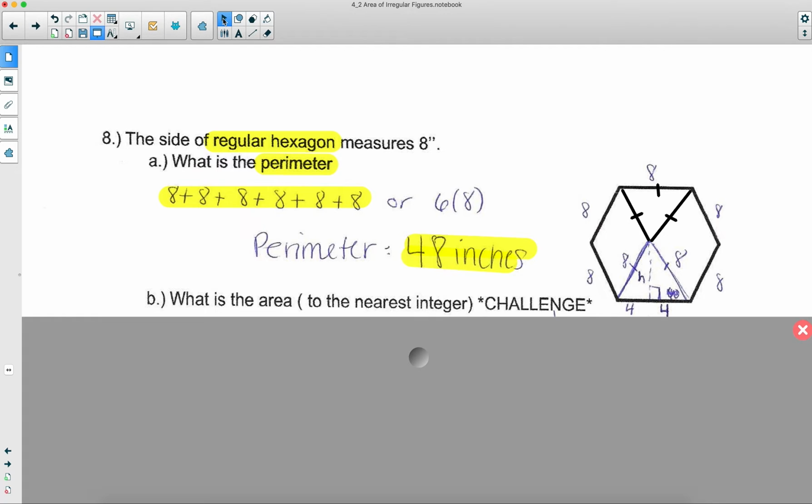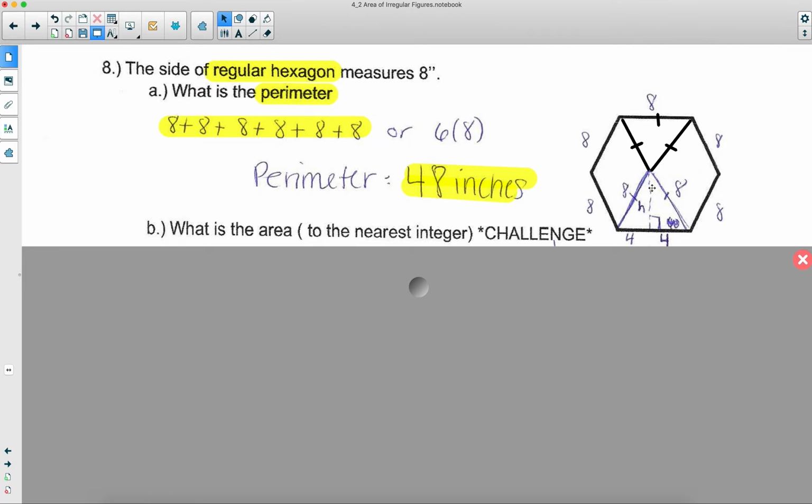I guarantee you right now, if I say what's the area of a triangle, the majority of you would be able to say, well, it's base times height divided by 2. So let's just use that idea of base times height divided by 2. Because if I can find the area of just this triangle, then I multiply it by 6, and it accounts for the entire figure, which is a hexagon.